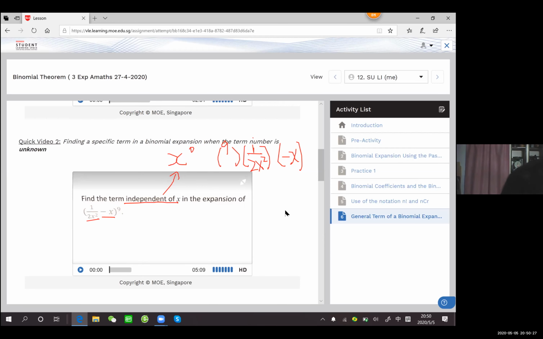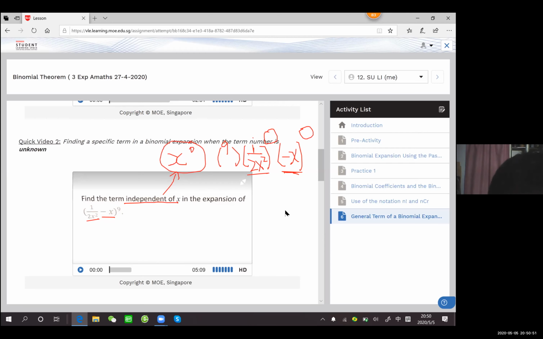I fill it here already. Okay, this is what we have been talking about. Three brackets, fill it up first. Now they want x to the power of 0. So that means, you need to put something here and then something here such that it will give you x to the power of 0.